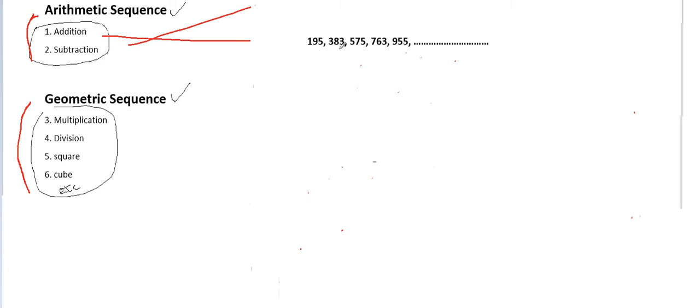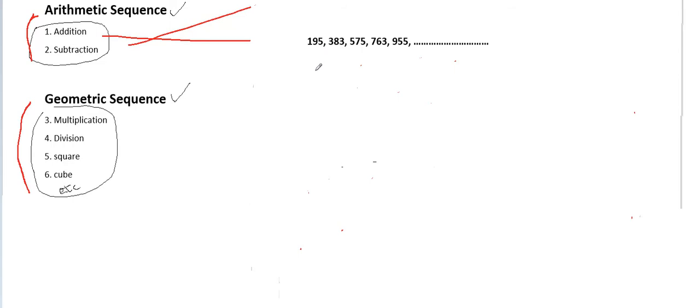sequence 195, 383, 575 and 763. So let us first apply our arithmetic sequence rules. Arithmetic sequence rules are, for example, addition or subtraction.